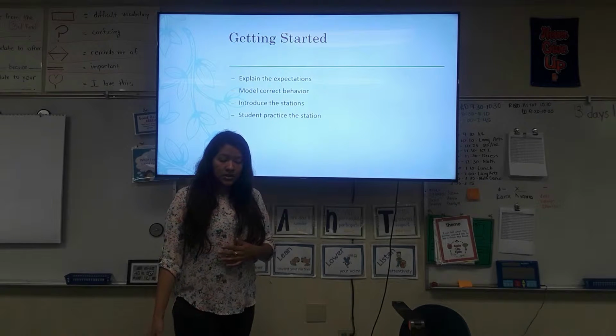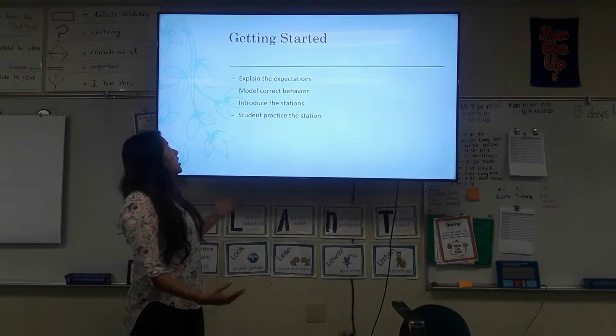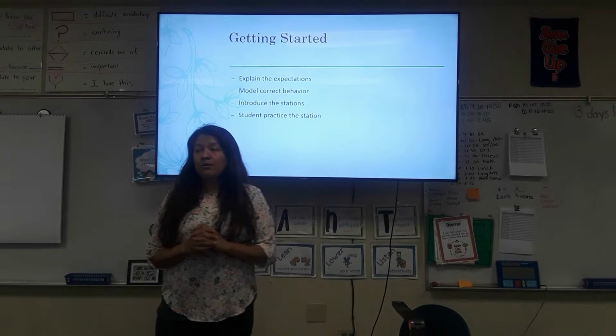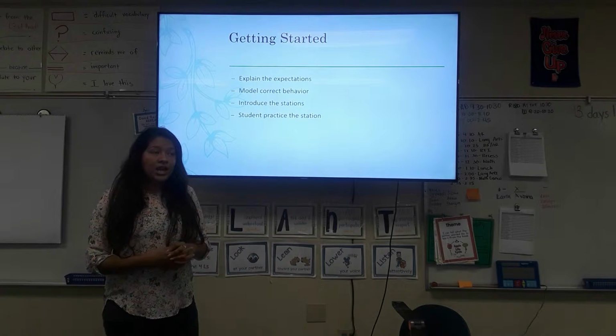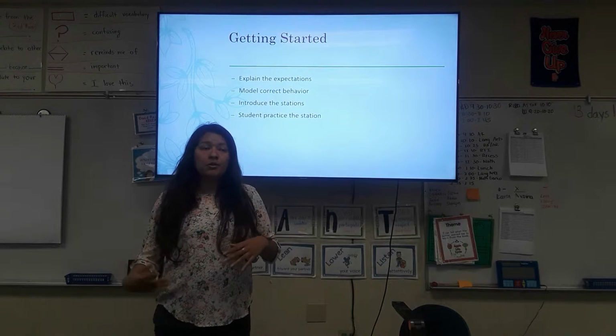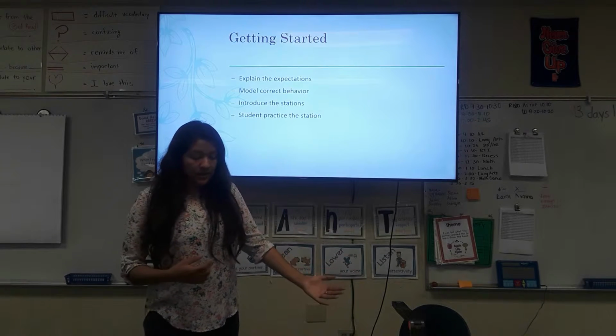So how do we get started? First of all, when we choose a station that we want to work on, we want to explain the expectations so that they know exactly what is expected of them. So we can model correct behavior. If we're teaching our students what it means to read in the library, that's what we want for us to model or another student to model what it looks like.